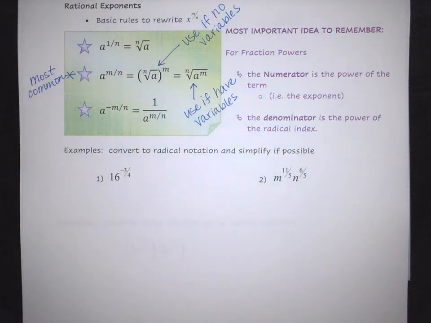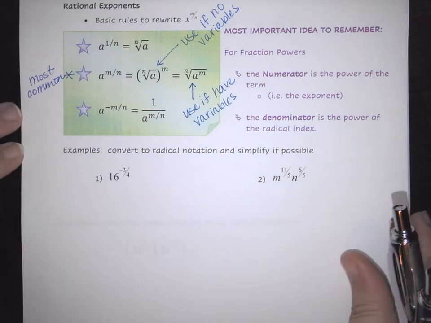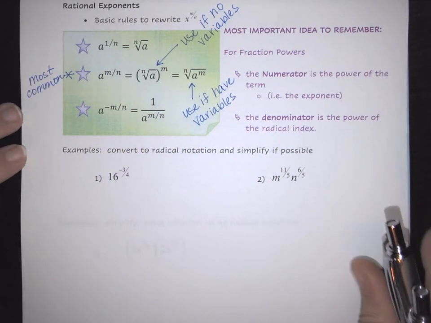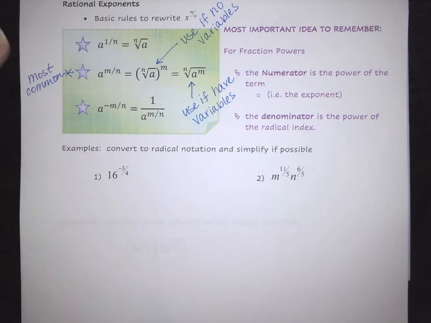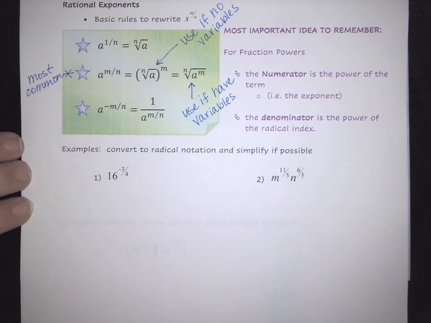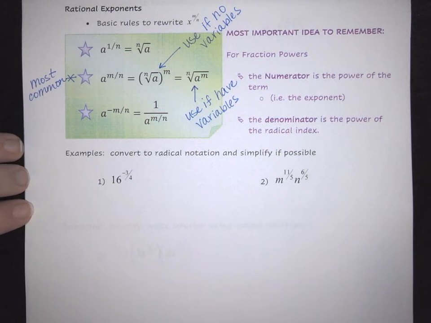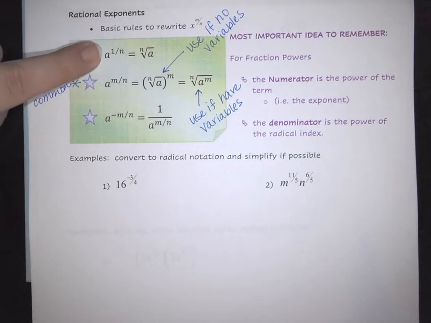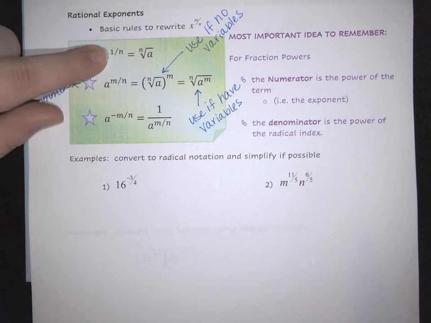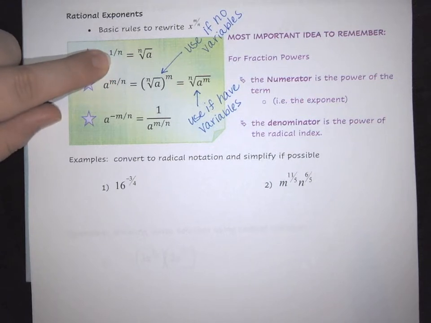Here we're going to look specifically at simplifying rational exponents. So simplifying rational exponents, we have a rule that we need to follow, and we've got different versions of the way that rule looks. So a rational exponent is simply an exponent that's a fraction. So if you look at these, notice a to the 1 over n, this is a fraction form.